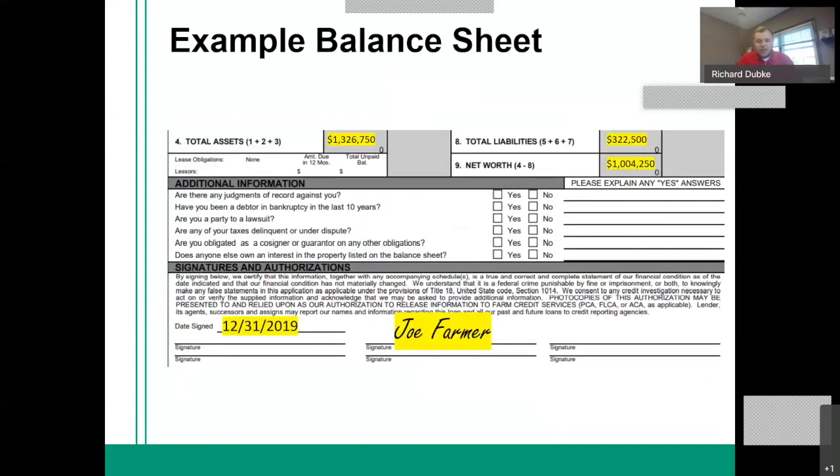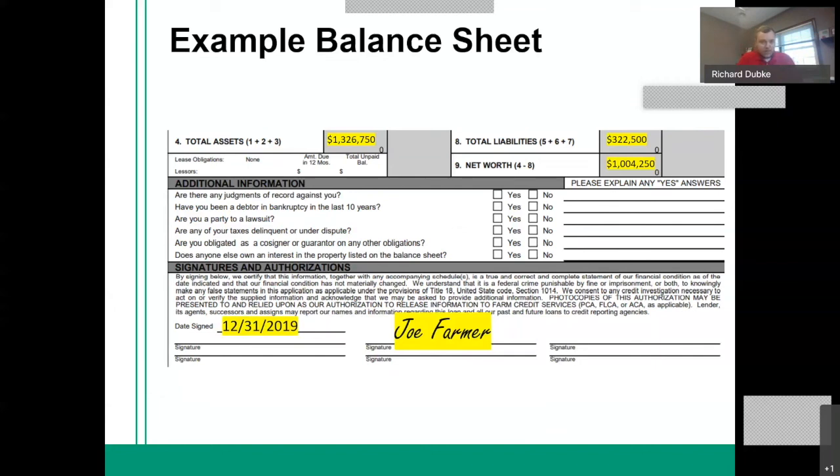So here we end up with our final numbers, right? We totaled up our current assets, our intermediate assets, and our long-term assets. That gets us our total asset number. And we did the same for the corresponding liabilities: current liabilities, intermediate liabilities, and long-term liabilities. And then we subtract the total liabilities from the total assets, and we get our net worth number. So here, Joe Farmer, very strong net worth.